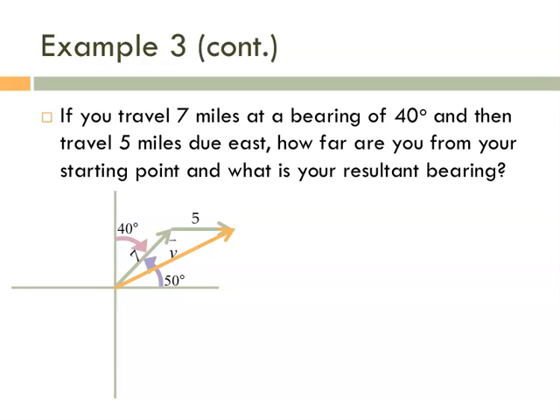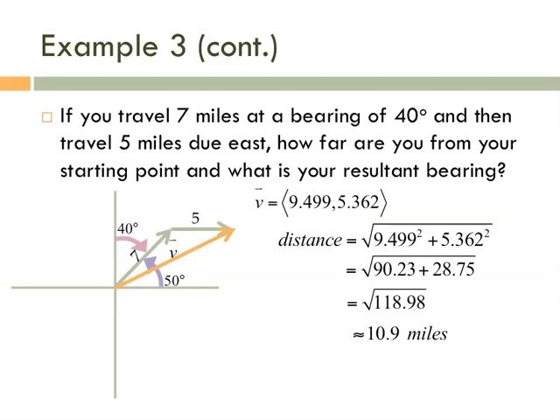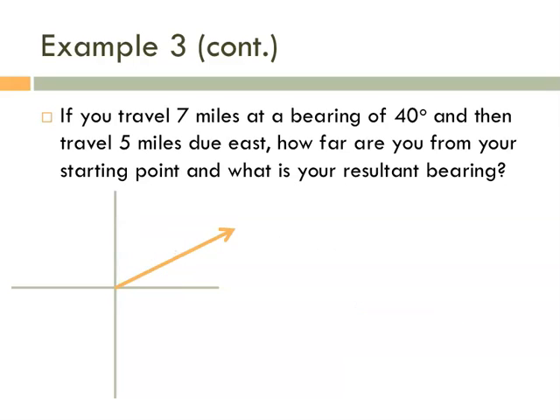So to calculate the magnitude of the vector, we're just doing the square root of 9.499 squared plus 5.362 squared. And that comes out to be 90.23 plus 28.75. Add those together, we have 118.98. Square root of that comes out to be about 10.9. So that's the first part of your answer. How far are you from your starting point? About 10.9 miles. Okay, now the second part is to find the resultant bearing. So this was the resultant vector.